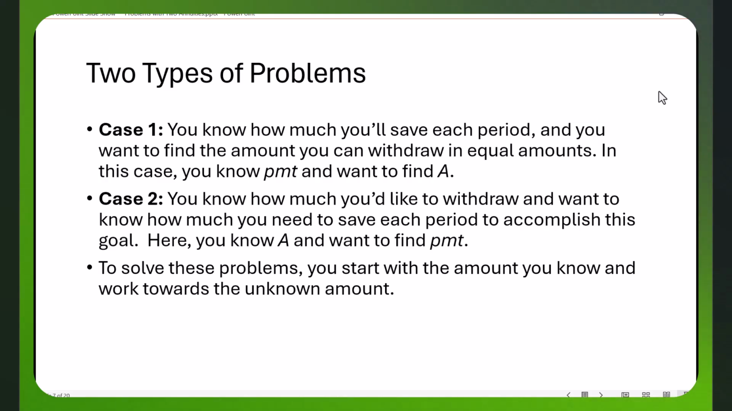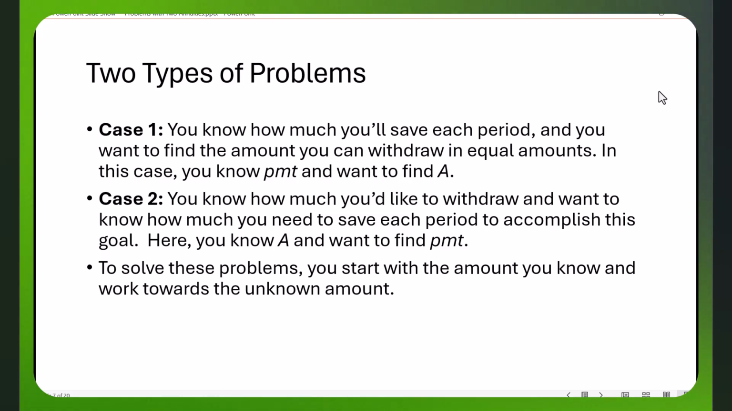So two types of problems. Case 1, you know how much you'll save each period, and you want to find the amount you can withdraw in equal amounts. In this case, you know PMT and you want to find A. Case 2, you know how much you'd like to withdraw and want to know how much you need to save each period to accomplish this goal. So here you know A and you want to find PMT.